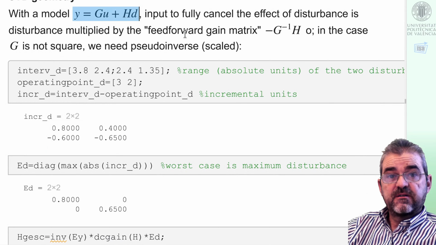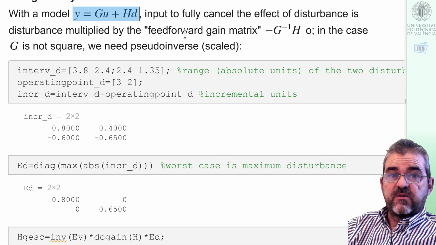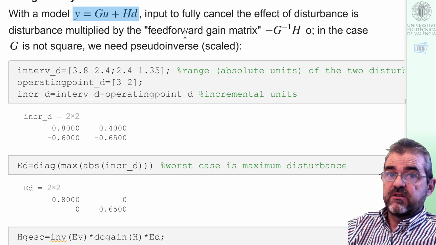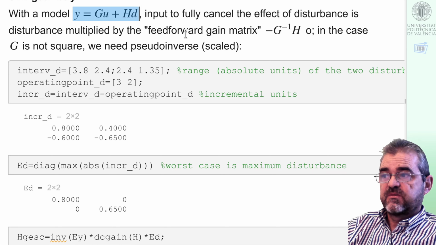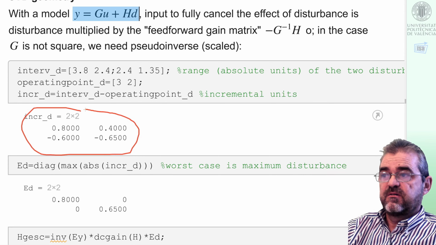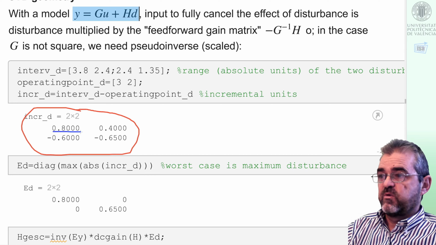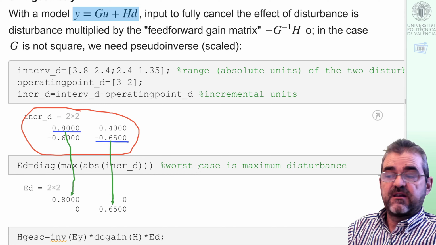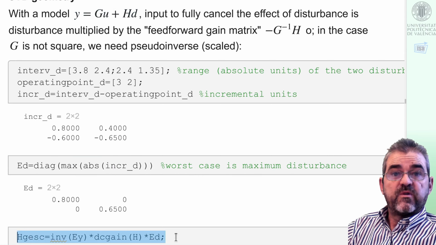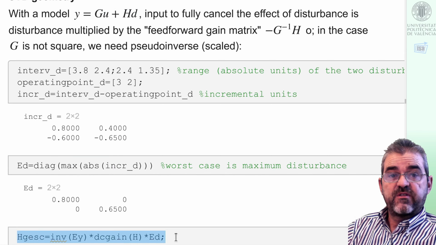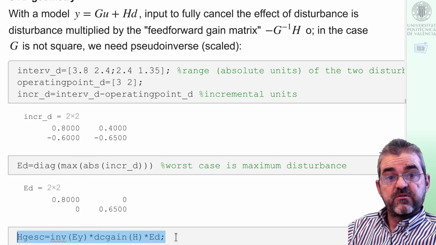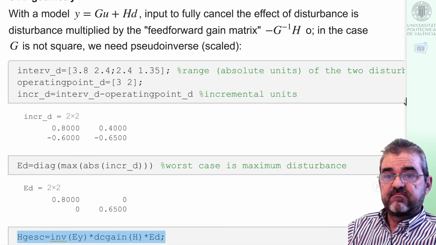Regarding disturbance rejection, we need to scale so that scaled disturbances are in the unit circle in this case. So if these are the disturbance increments we are trying to counteract, then the worst case will be the increment with maximum absolute value. So with 0.8 and 0.65 we built the disturbance scaling, and again we did the scaling in previous videos with just the DC gain, but we'll now use the whole dynamics.